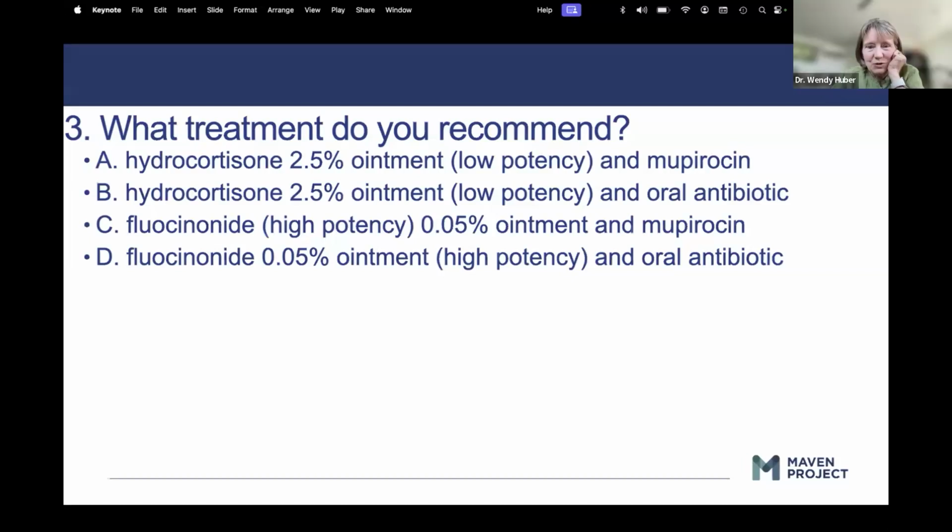Okay. Yeah, so we're sort of split. We've got a little bit larger percentage, 42% going with the high potency and mupirocin. Then we've got hydrocortisone with the mupirocin and a small percentage doing the high potency and oral antibiotic. Okay. So thank you for the poll.